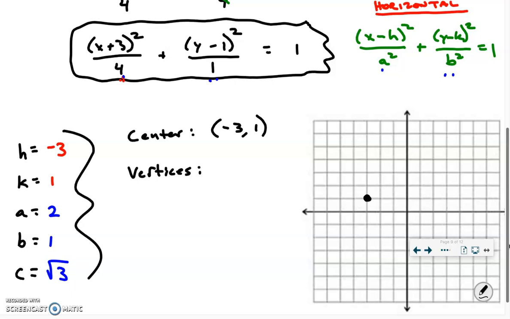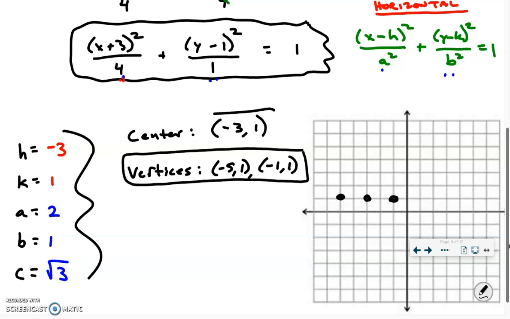So if this were a vertical ellipse, the vertices are going to be A units above and below the center point. But since this is horizontal, the vertices are going to be A units to the left and to the right. As we can clearly see, A is 2. So from the center point, I'm going to move to the left 2, put a vertex. I'm going to move to the right 2, put a vertex. So my vertices are located at -5, 1 and at -1, 1. These are my vertices to go along with the center point that we've already calculated.